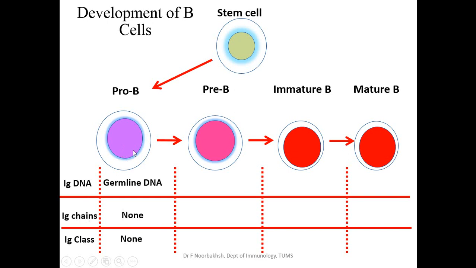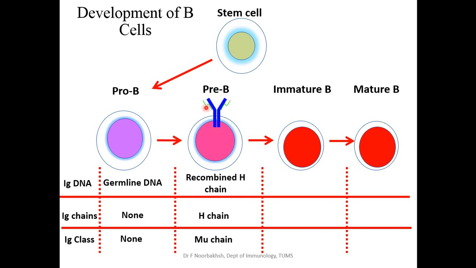So the cell that we call pro-B, the recombinase enzymes are getting activated, but they have not yet done anything. So at the level of DNA, we still have the original DNA. It's called the germline DNA, and there are no antibody molecules at the surface of the cell. In the pre-B cell, the heavy chain undergoes recombination first, and then that heavy chain produces a sort of incomplete antibody molecule, which is composed of only 2 heavy chains. So they appear at the surface of the cell.